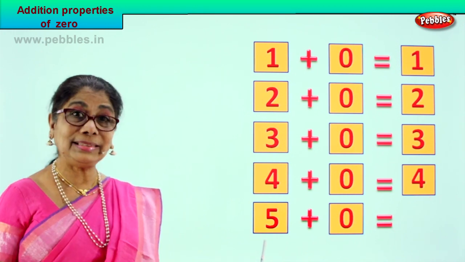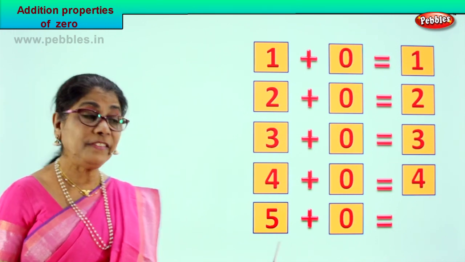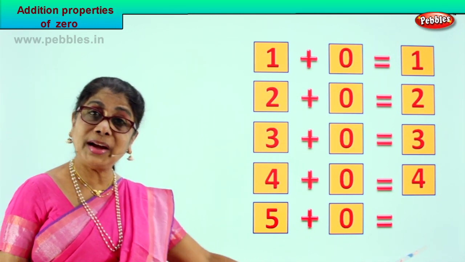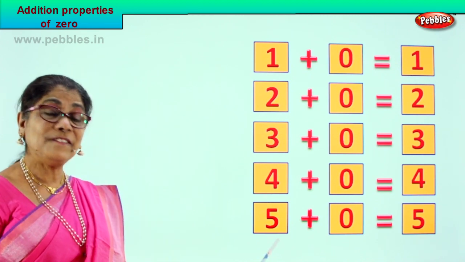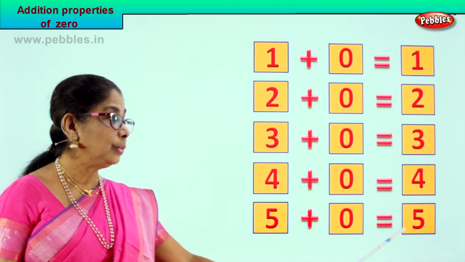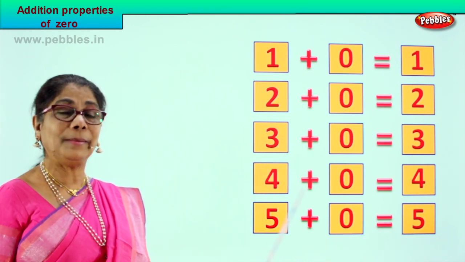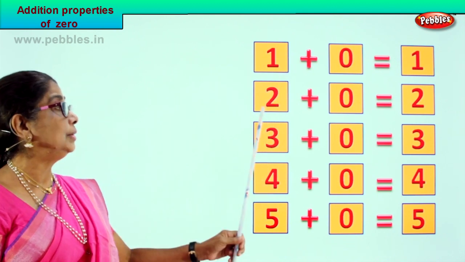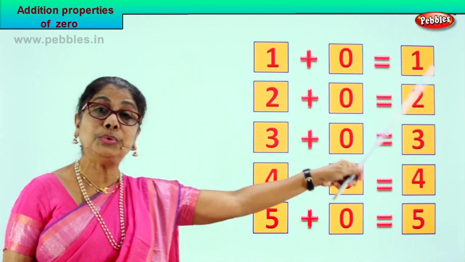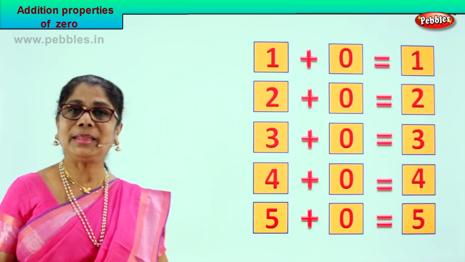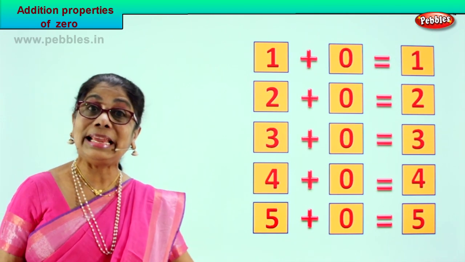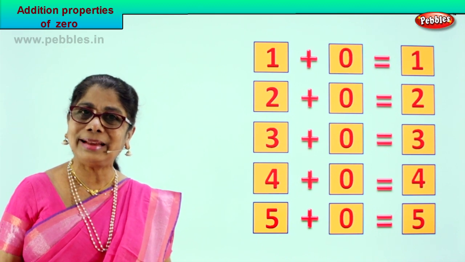Finally, let's look at the last exercise. 5 plus 0 is equal to 5. Read it again. 5 plus 0 is equal to 5. What do we see here? Any number, 1, 2, 3, 4, any number plus 0 will give you the same number. Did you understand that concept?